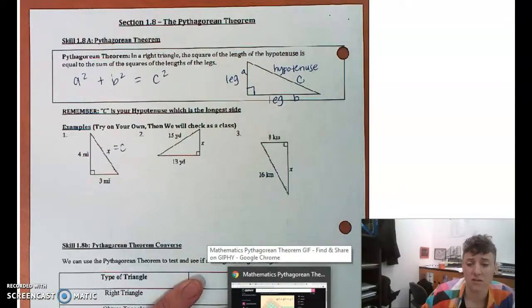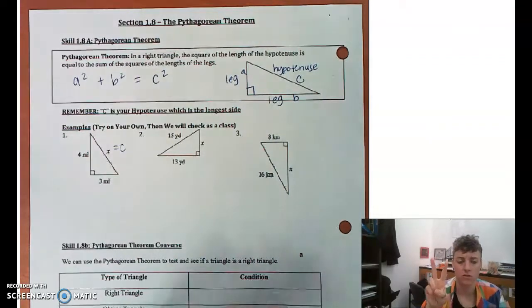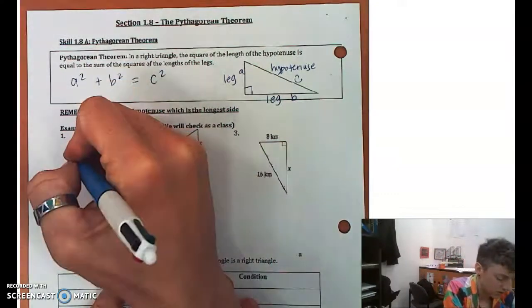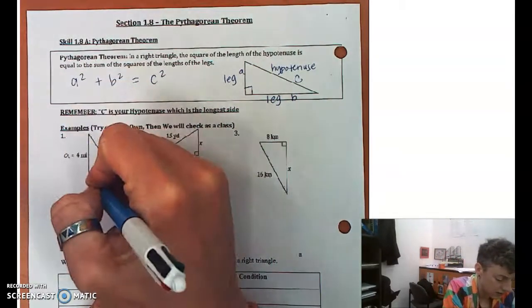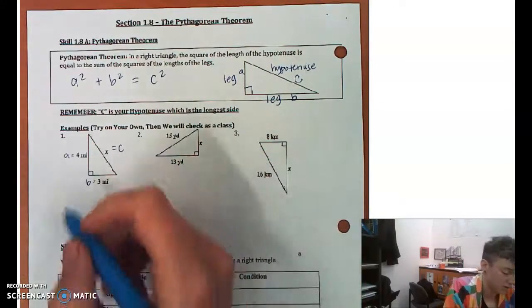Right? You can add things in any order that you want. Like 2 plus 3 is the same thing as 3 plus 2. So it doesn't matter which one's A or B. Let's just call this A. Let's call this B. Let's do our Pythagorean theorem.